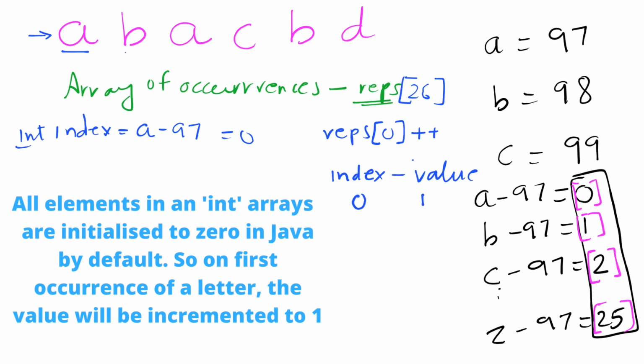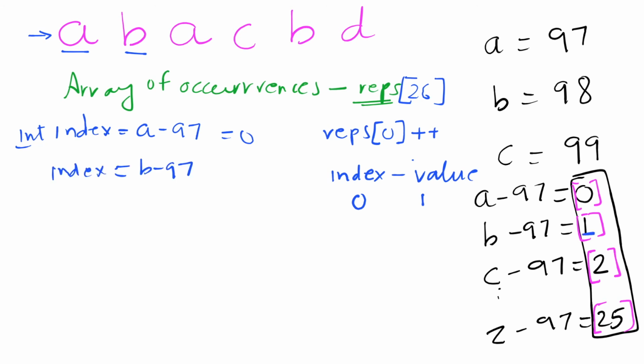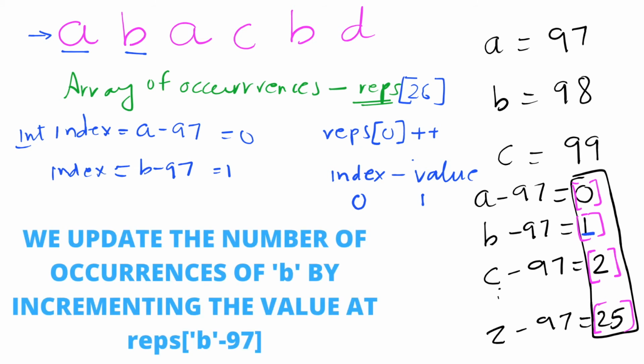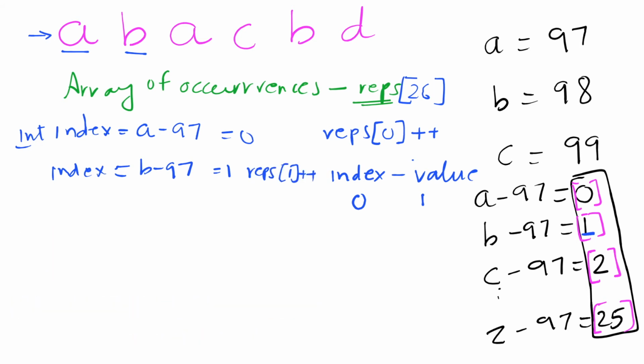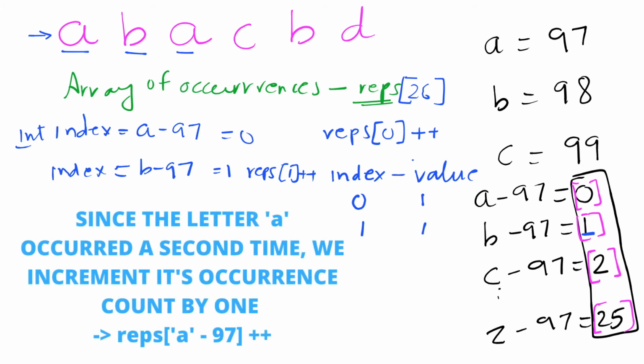The next element in the input array is b. Now its index is b minus 97, which is 1 here, so we'll update the value pointed by the index 1 in the reps array, which would be reps of 1 plus plus, so that would make the value at index 1 equal to 1. Remember that all the values will be initially 0 when we define this reps array. The next alphabet is the letter a, and we'll get the index of this letter a again, which is 0, and we'll update the value by 1 using the plus plus operator, which will make this value 2.